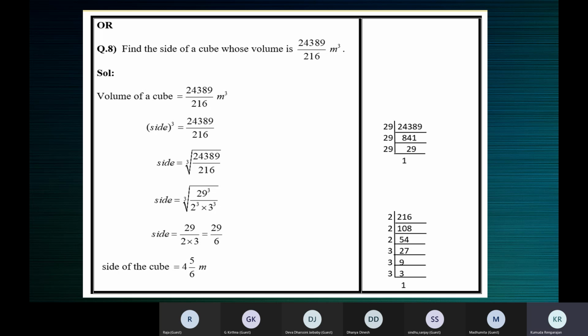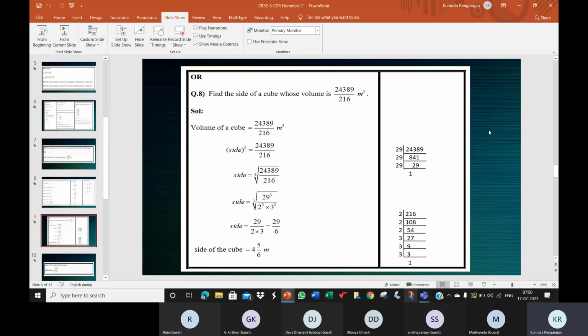So like that, you can make a guess. Try 19. It will not work. It will not be divisible by 19. So the next number you should try is 29. Let me show you that first slide.